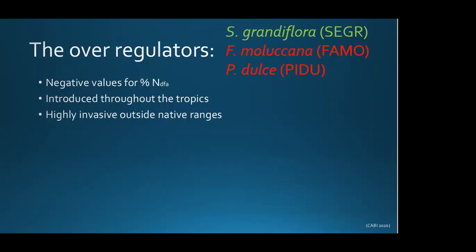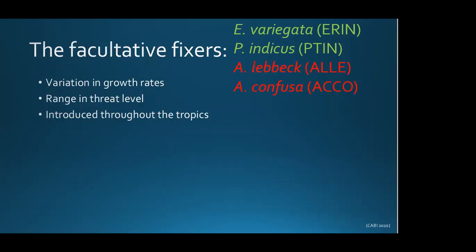All of these species have been introduced throughout the tropics and are considered highly invasive on tropical islands outside of their native ranges. However, I would like to point out that Symbiotic has been evaluated as low risk here in Hawaii. The facultative fixers had minimal and inconsistent variation in response to nitrogen addition for growth and allocation, but all reduced fixation with nitrogen addition.